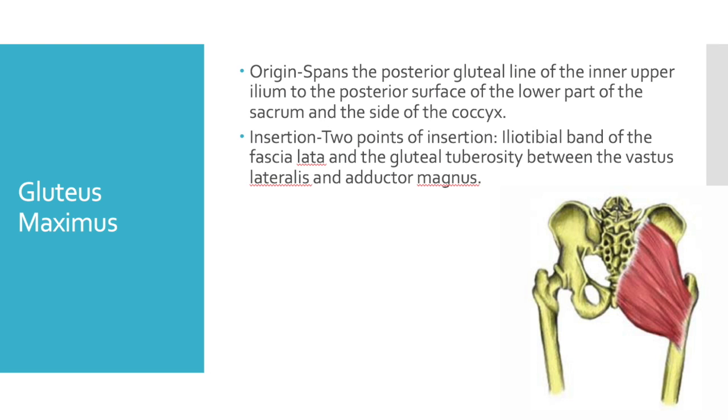It's relaxed when the limb is adducted or rotated inward. A muscle that is important to the hip joint is the gluteus maximus. The origin spans the posterior gluteal line of the inner upper ilium to the posterior surface of the lower part of the sacrum and the side of the coccyx.